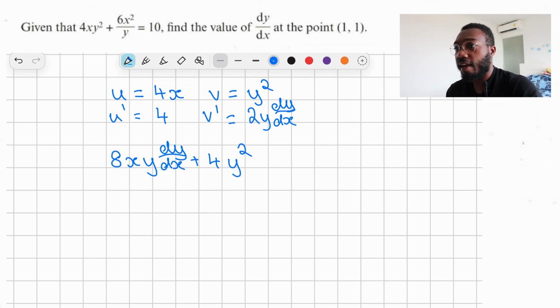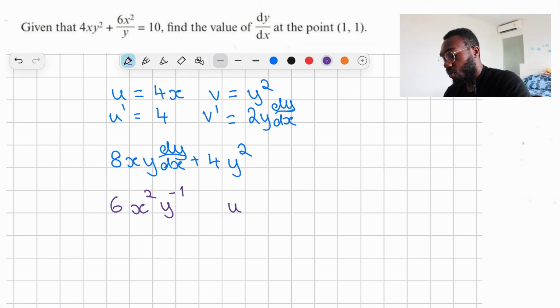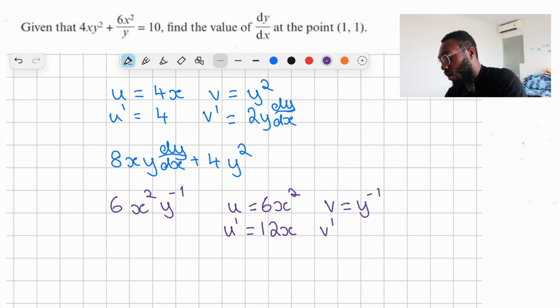Now, for that 6x squared over y, it's a bit more challenging, but again, you can use a quotient rule because it's already in that fraction form. But for this purpose, I'm going to use the product rule, okay? So to use the product rule, I'm going to move that y to the top, so it'll be 6x squared y to the minus 1. And now I'm going to do the same thing. We'll make u equal to 6x squared, and we'll make v equal to y to the minus 1. If we differentiate u with respect to x, we get a 12x. If we differentiate that y to the minus 1 with respect to x, you just do it like normal.